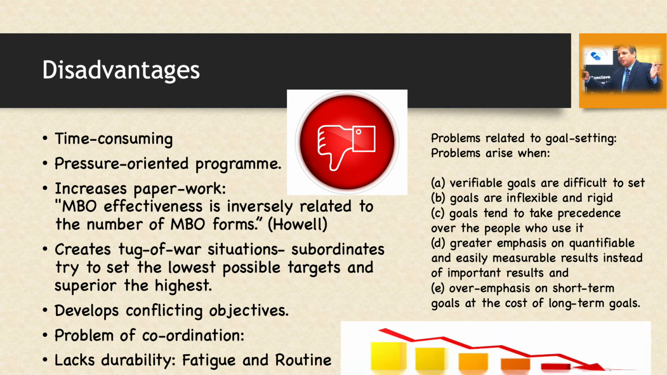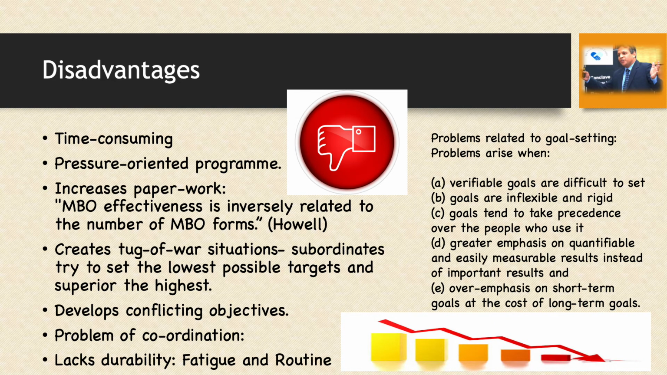Then there are problems related to goal setting also. Problems arise when verifiable goals are often difficult to set. Goals are inflexible and rigid sometimes. Goals tend to take precedence over the people who use them. There is greater emphasis on quantifiable and easily measurable results instead of important results. And there is often overemphasis on the short-term goals at the cost of the long-term goals.